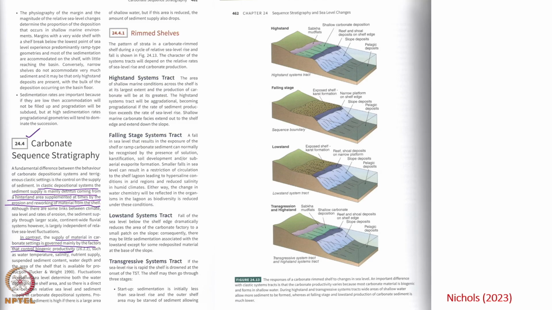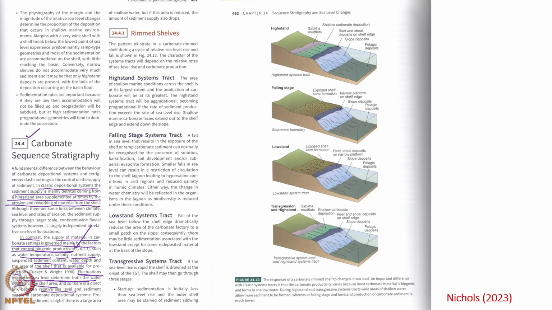In case of carbonate deposition, biogenic productivity is the main point. And here the important factors are water temperature, salinity, nutrient supply, suspended sediment content, water depth, and the area of the shelf that is available for production. Variations in relative sea level determine both the water depth and the shelf area. So, there is a direct link between relative sea level and sediment supply in carbonate depositional systems.